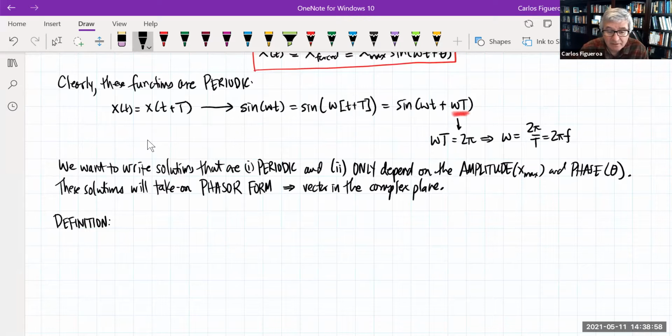Because these waves are going to be out of phase. We just talked about the phase angle theta. And here's how we define it here.